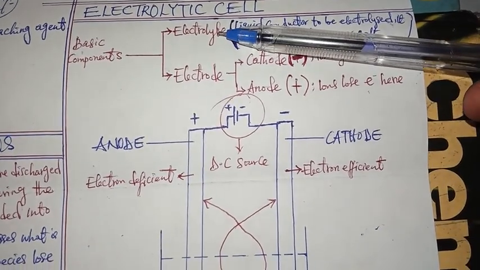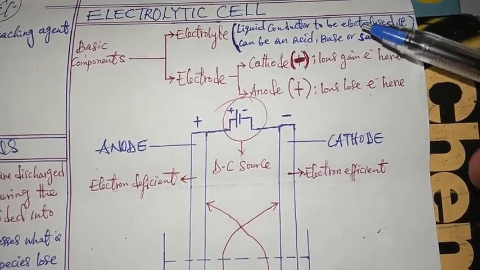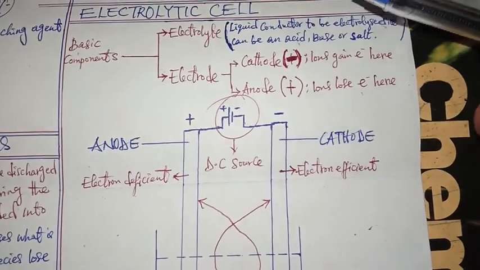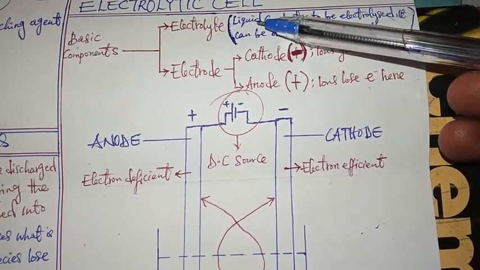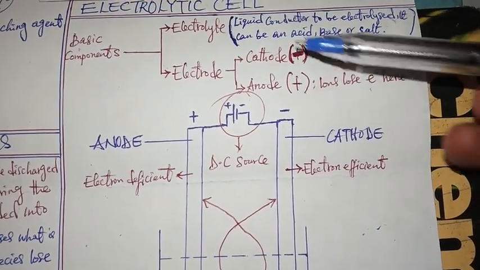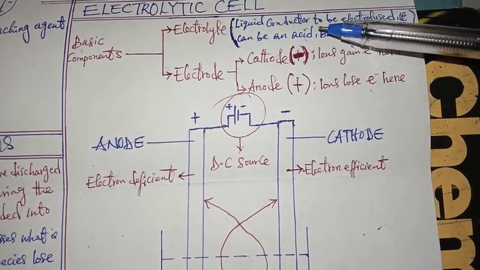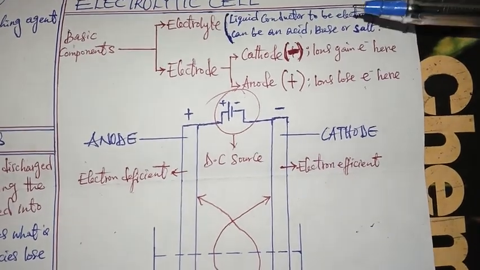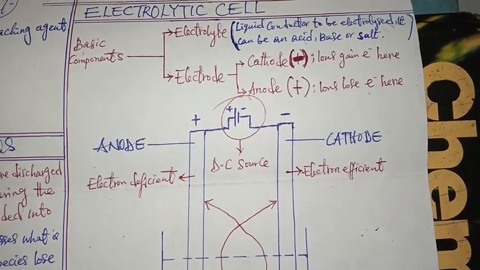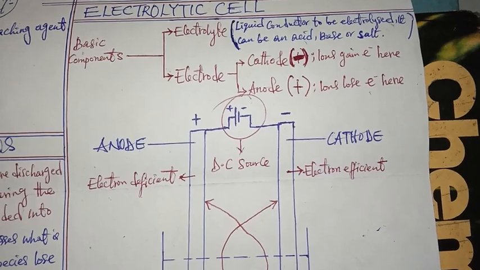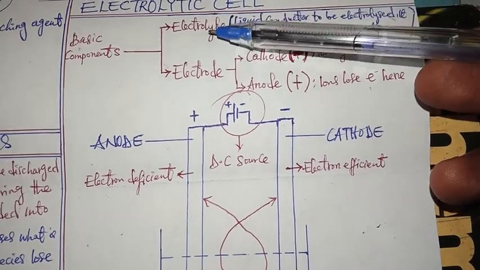Electrolyte. Electrolyte is inside the electrolytic cell and it represents the substance we are electrolyzing in its liquid state. That's why the electrolyte is a liquid conductor to be electrolyzed. It can be an acid, base, or salt. This simply means that it is going to be ionic. It can split into positive and what? Negative. Hence, in its liquid state, it can conduct electricity. That's why we say it is an electrolyte, a liquid conductor.